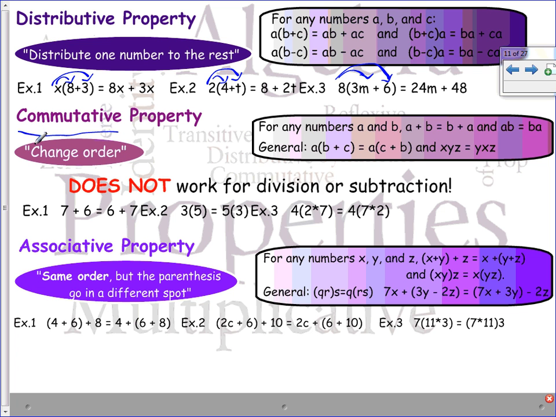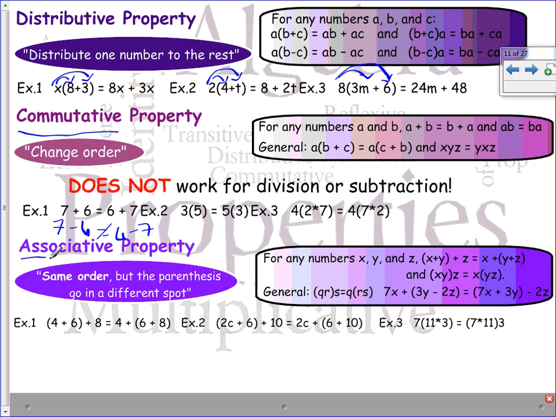Commutative property. I can change the order, but it only works for addition and multiplication. Commutative does not work for division or subtraction. Commutative basically means if I have 7 plus 6, it also equals 6 plus 7. But if I subtract 7 minus 6, it is not going to equal 6 minus 7. Okay? 7 minus 6 is 1, 6 minus 7 is negative 1. It does not work. Same thing for multiplication. 3 times 5 is the same thing as 5 times 3. It does not matter in what order I'm multiplying. It's going to yield the same answer.